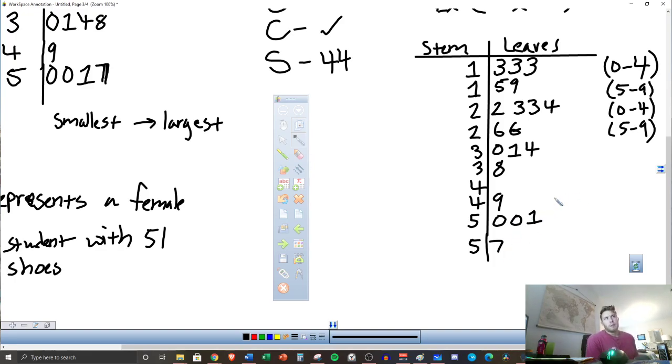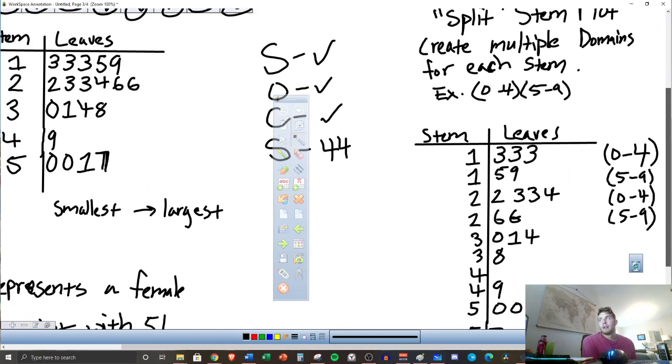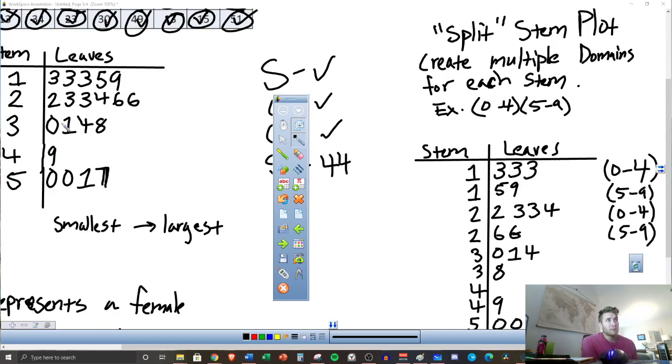Again, what's the benefit of doing this? Well, now we can really see the shape a little bit better. Over here on our original one, it was really tough to see because there weren't enough stems. And that's the real problem. It's harder to see the shape if you don't have enough stems.